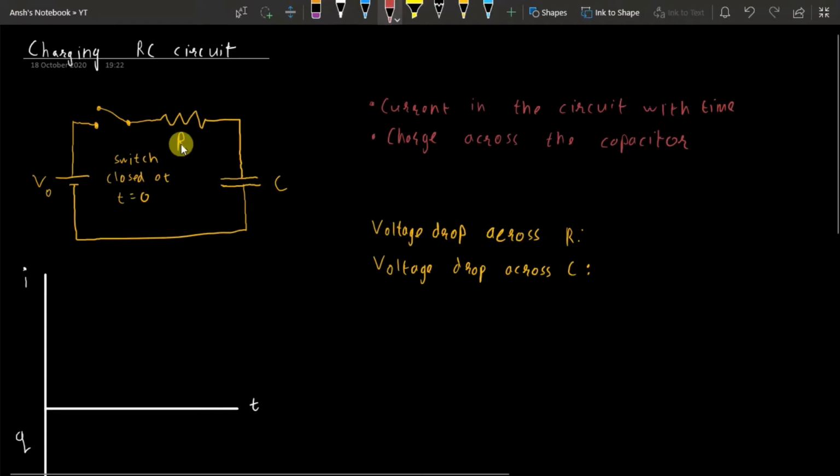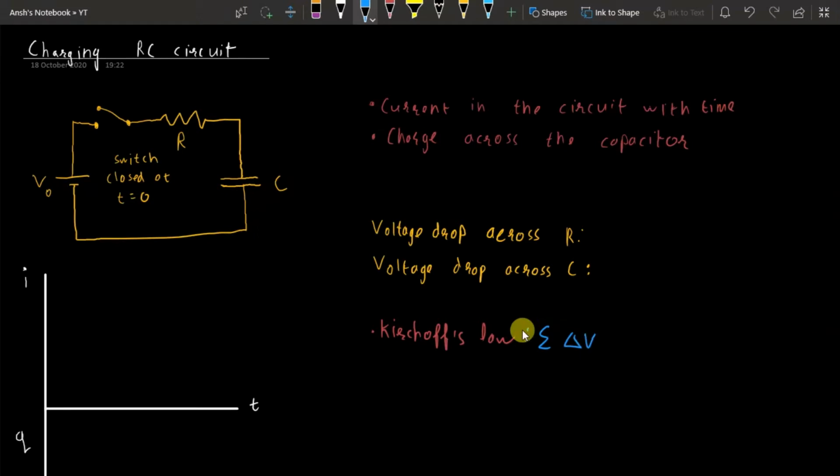Kirchhoff's rule tells us that the potential drop across all the individual elements in this circuit, so the potential drop across the battery, the resistor and the capacitor, has to add up to zero. Kirchhoff's law is written mathematically in the following form: the summation of all the potential differences in the circuit has to be equal to zero.